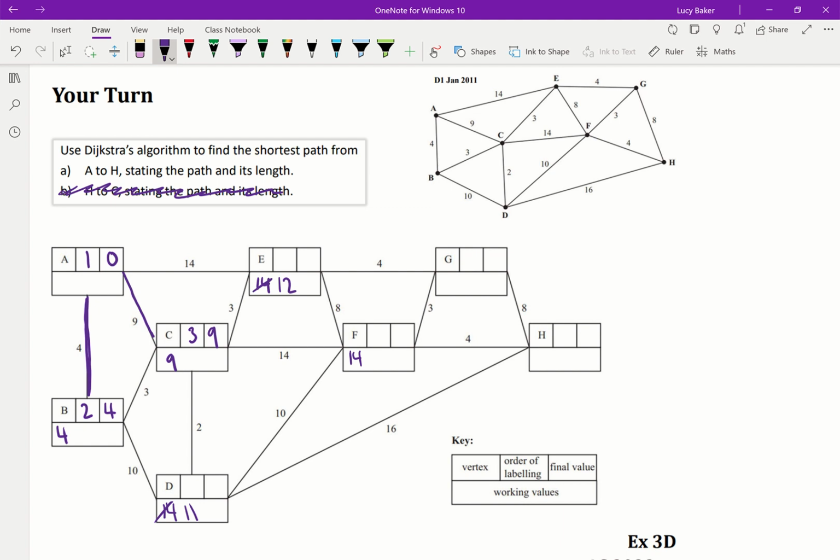But the shortest one that we haven't been to yet is going to be D. So that's going to be number 4, and we can get there in a distance of 11, and we get there going down this arc over here from C.